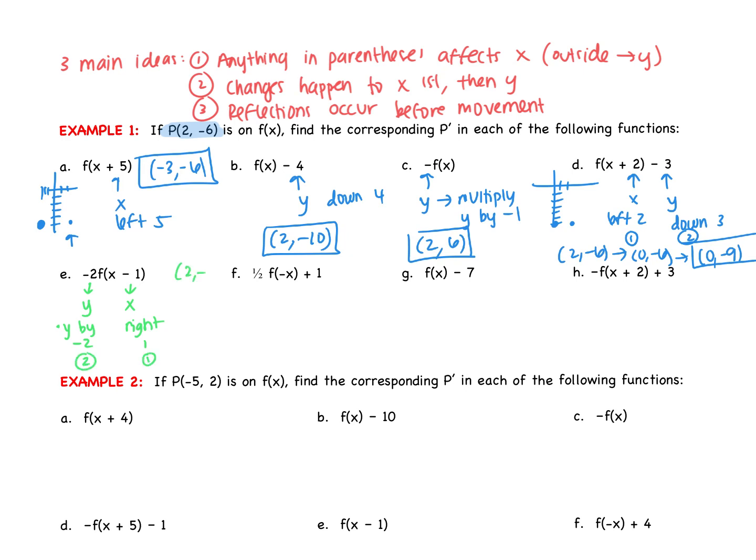Okay, so we take our (2, -6). If we move the point right 1, where is it going to be? (3, -6). And then we multiply y by a negative 2, so it's going to become (3, 12).